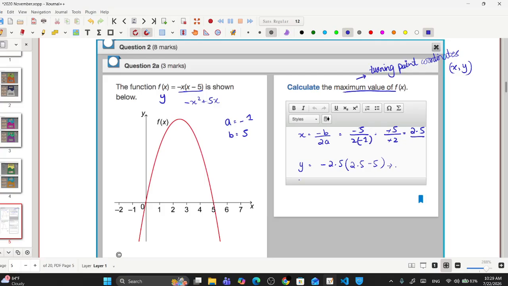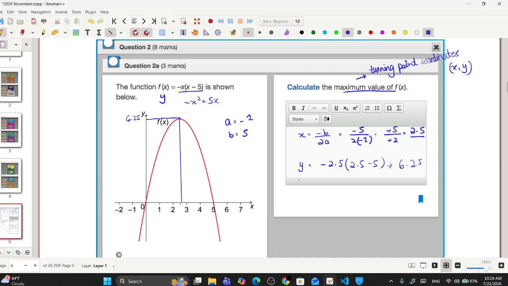I got 6.25. 6.25, very well done. It should have been a positive value. Why? Because the turning point from the y-axis perspective is definitely a positive value. And look, even from the x-axis perspective, have a look. Isn't this turning on the exact point between 2 and 3? Almost. So it looks like our answer has been verified.